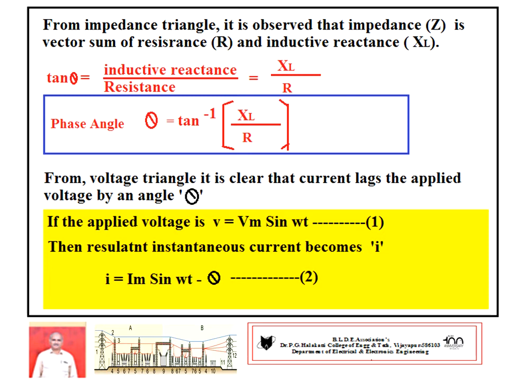Hence, we have to develop voltage and current expressions. So, we have to consider instantaneous values. If the applied voltage is the instantaneous voltage, v equals Vm sin omega t, call it equation number 1. Then the resultant instantaneous current becomes i equals Im sin(omega t minus theta). Minus means lags by an angle of theta, where Im equals Vm by Z. Vm is the maximum value of voltage, Z is the impedance of the circuit.